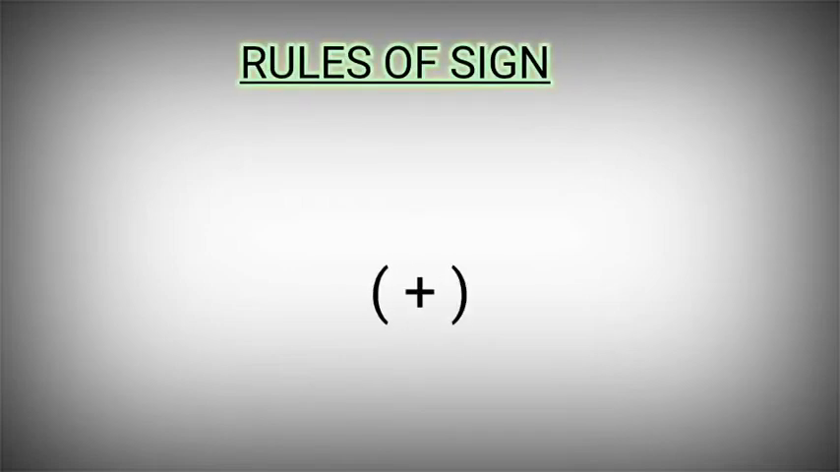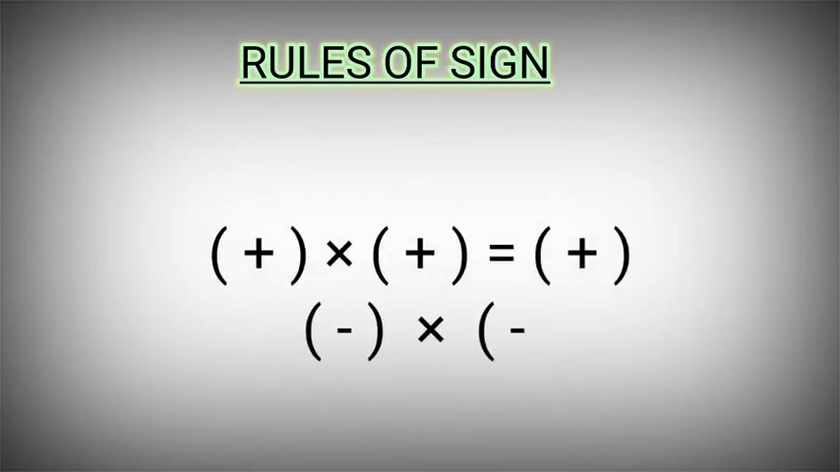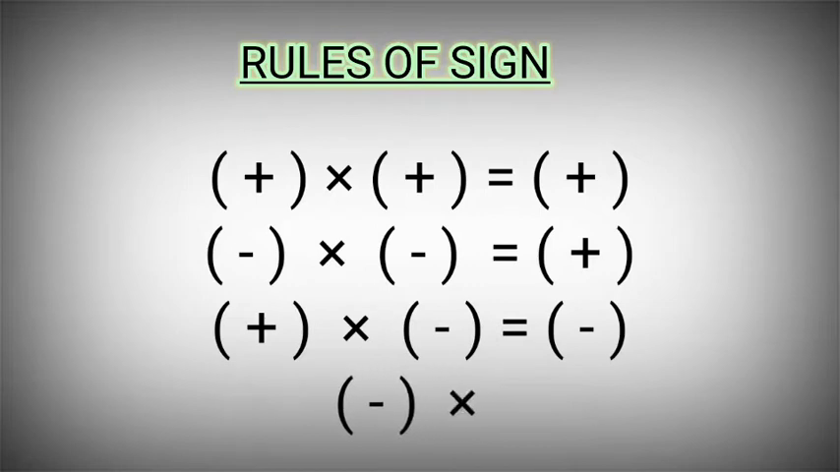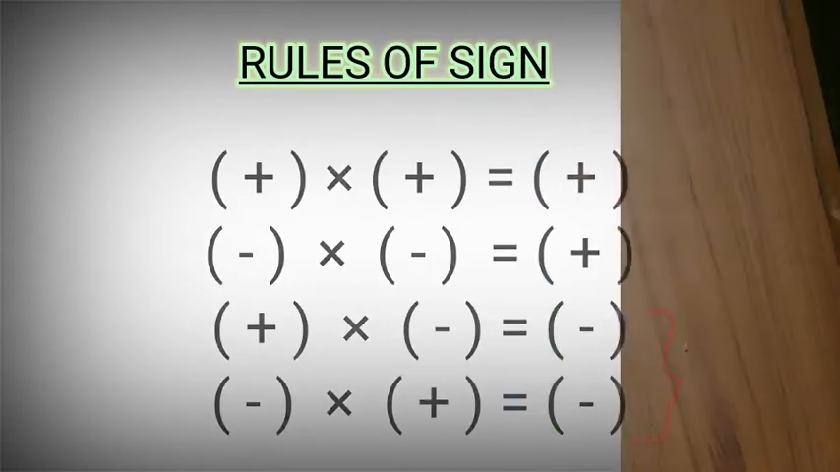Before we start the class, let's see the rules of sign in multiplication. Plus into plus is equal to plus, minus into minus is equal to plus, plus into minus is equal to minus, minus into plus is equal to minus. Which means numbers having the same sign give a positive answer and numbers having alternate signs give a negative result. Let's start exercise number 1.6.